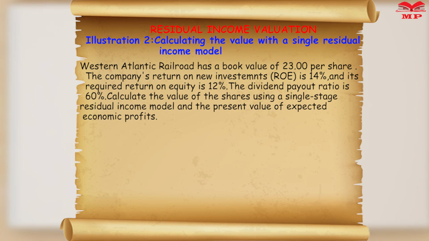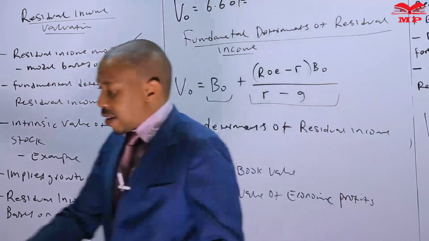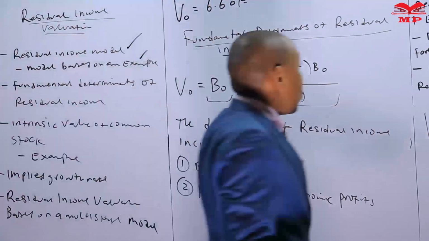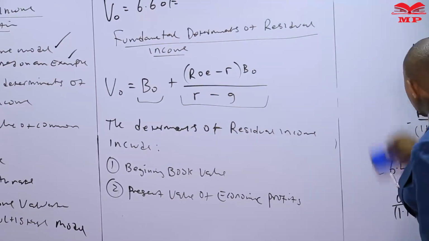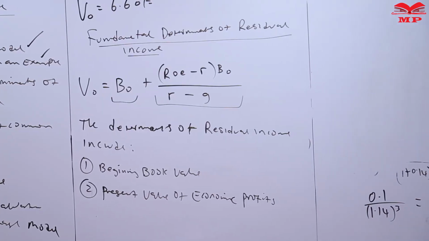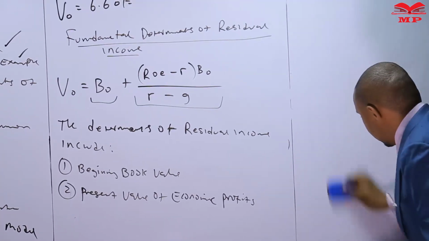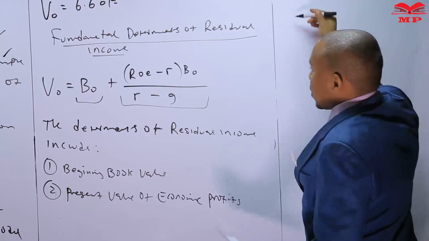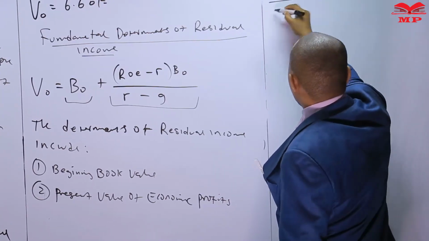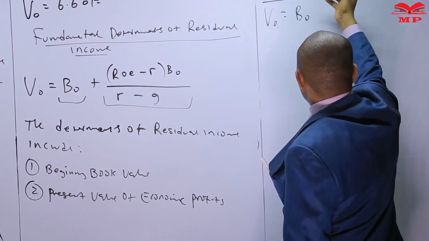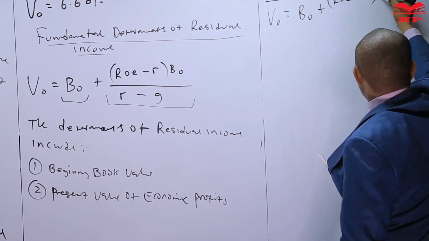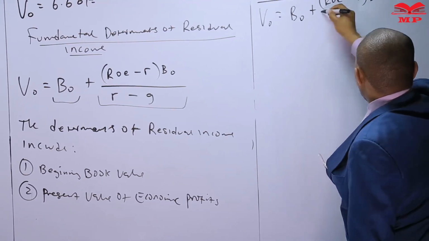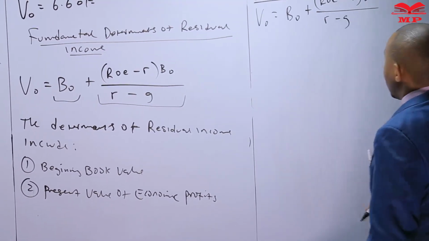So first, we need to calculate the growth rate. We try and identify whether we've got all of the inputs that are required to compute the value of a share. So the value of the shares, we say solution there. V naught is given as B naught, which is the beginning book value, plus ROE minus R times B naught over R minus G, like that.